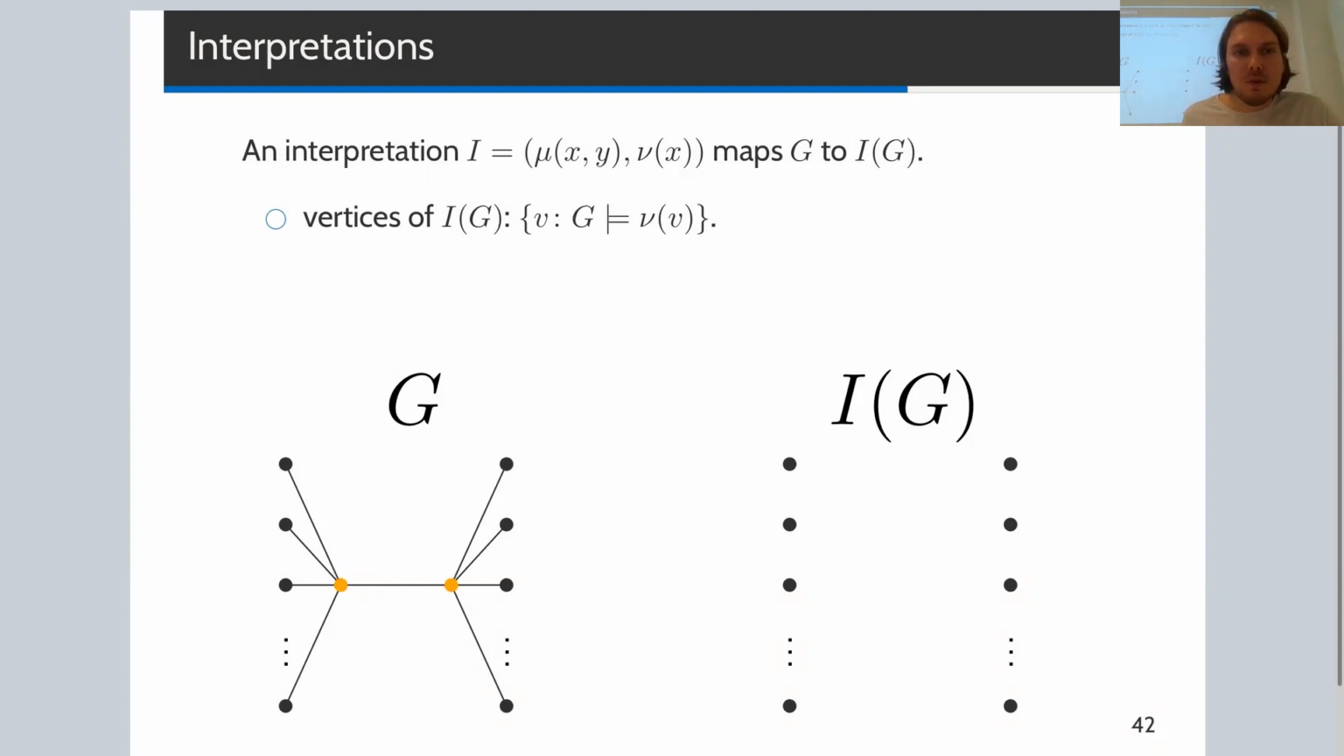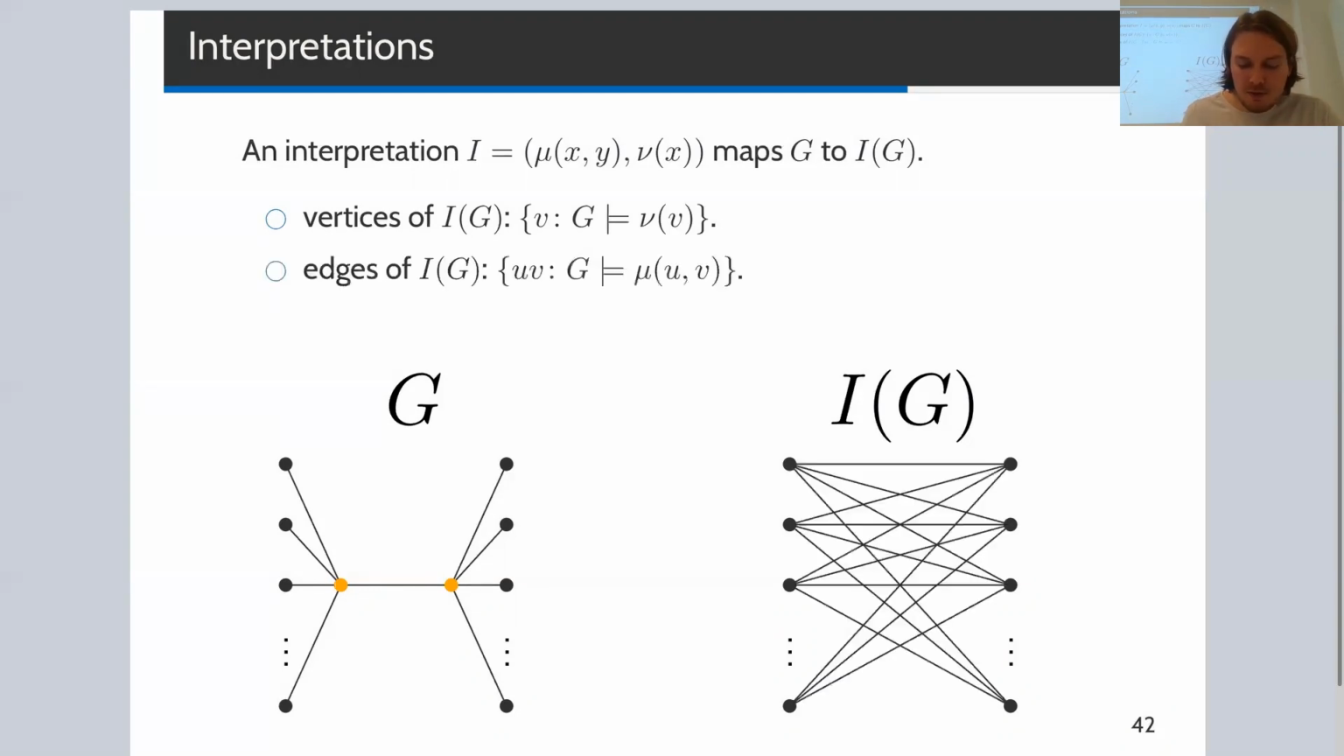So all the vertices satisfying mu will be included in the graph, and which edges will be included? As you have guessed already, all tuples satisfying mu of x, y will be included in the output graph of the interpretation. So if two vertices have distance 3 like this, then the edge between them would be included in the output of the interpretation. So that's an interpretation. It maps one graph to another graph.